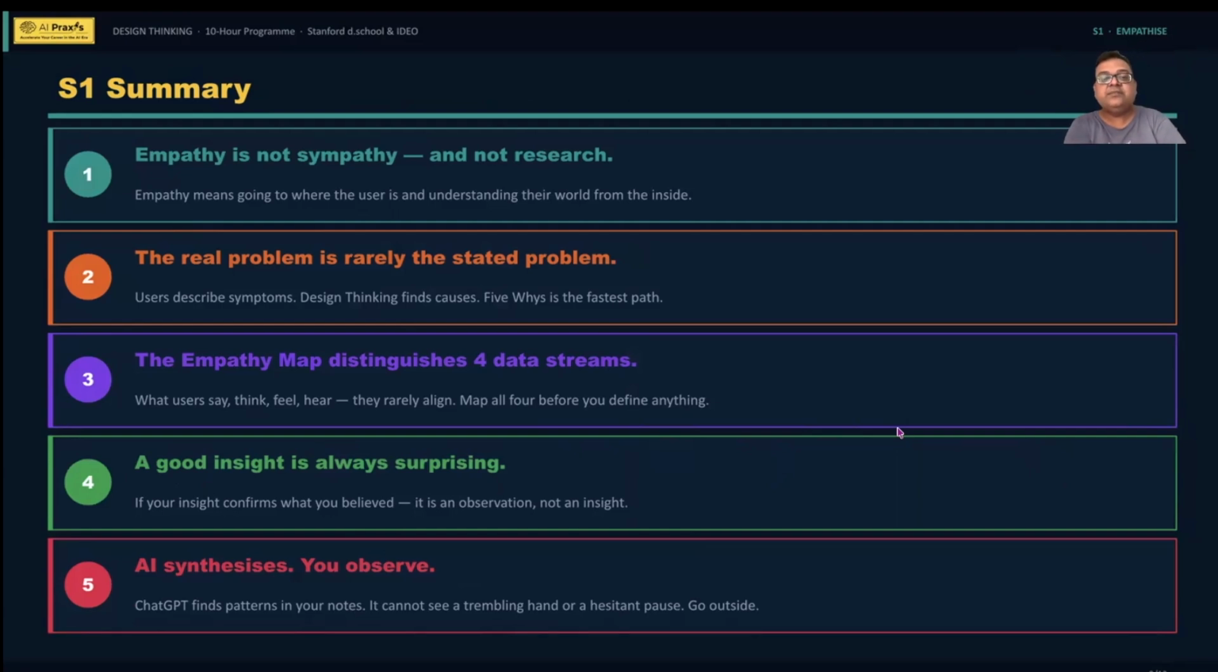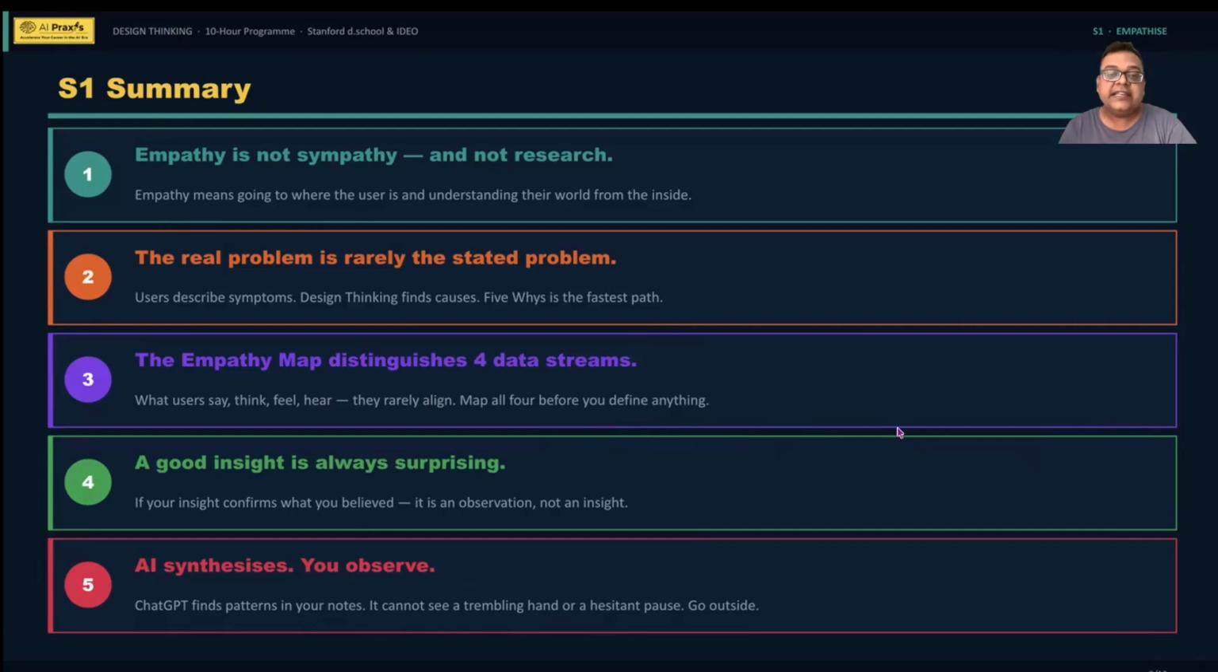Congratulations, you have just completed the empathize stage of design thinking, which is the first stage of the design thinking process. And it's arguably the most important one, because every great solution begins with a deeper understanding of people. Before we move to the next session, let's quickly review the 5 most important lessons that we learned today. The first lesson is empathy is not sympathy and it's not research.